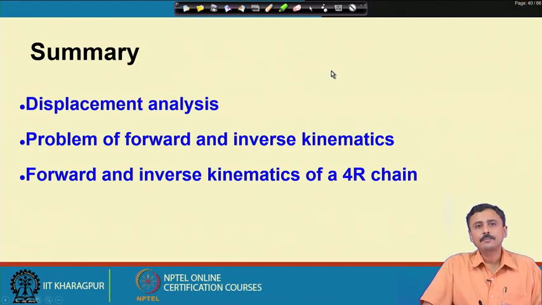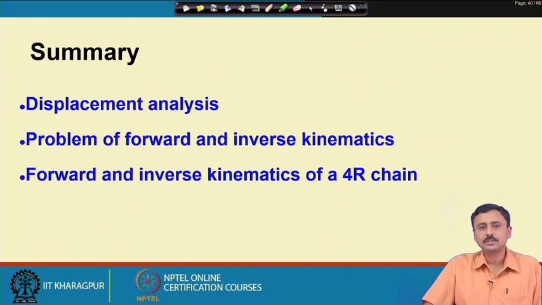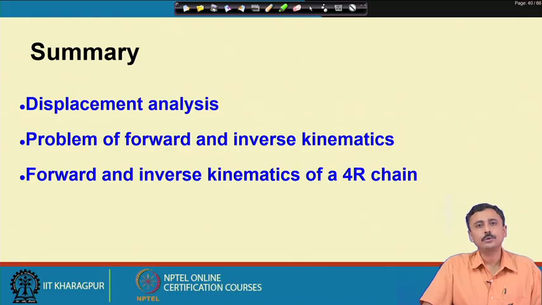So, to summarize, we have looked at the displacement analysis problem. We have defined the forward and inverse kinematics problem for mechanisms, and we have looked at this example of a 4R chain, which is a constrained mechanism. We have looked at the forward and inverse kinematics of the 4R chain. So, with that I will close this lecture.